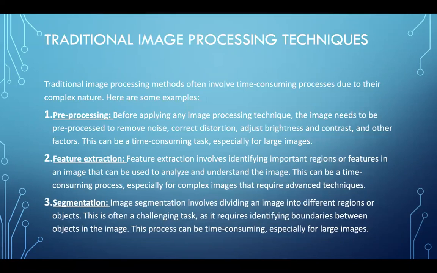Feature extraction. Feature extraction involves identifying important regions or features in an image that can be used to analyze and understand the image. This can be a time-consuming process, especially for complex images that require advanced techniques. Segmentation. Image segmentation involves dividing an image into different regions or objects. This is often a challenging task, as it requires identifying boundaries between objects in the image. This process can be time-consuming, especially for large images.